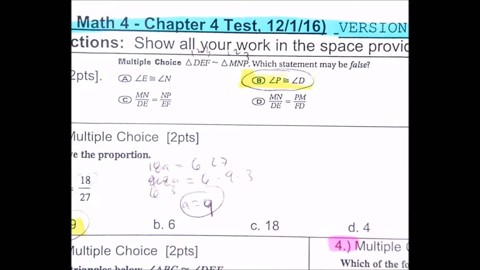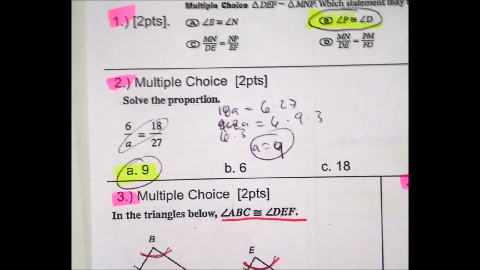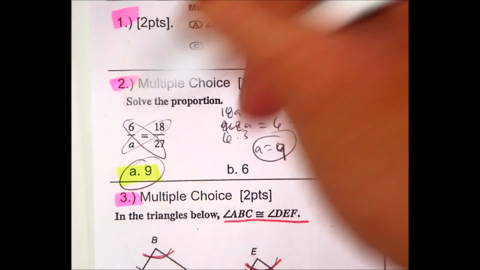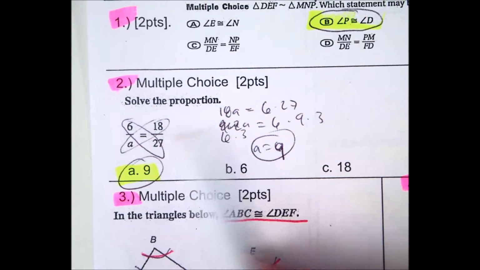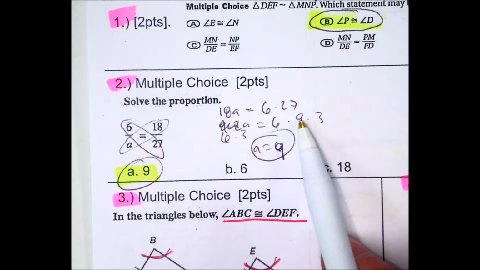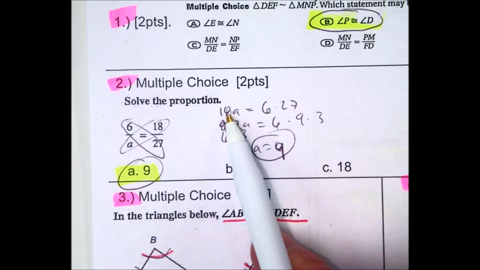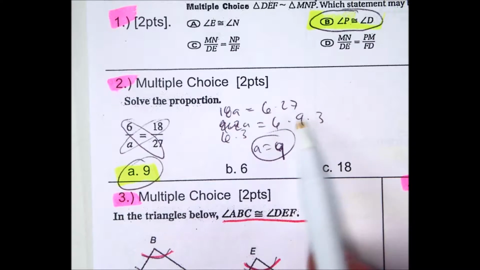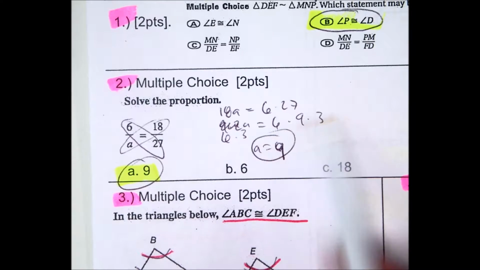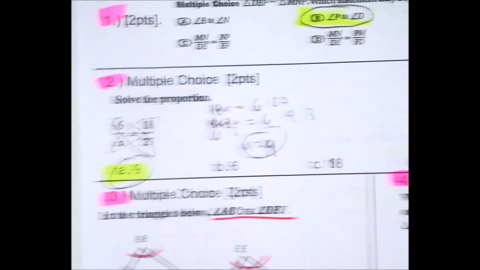Question number 2, solve the proportions. All you have to do to solve proportions is cross multiply. A times 18, 6 times 27. 27 has factors of 9 and 3. 18 has factors of 6 and 3, so I can cancel the 6's on both sides, and 3 on both sides. A is equal to 9, which is choice A.